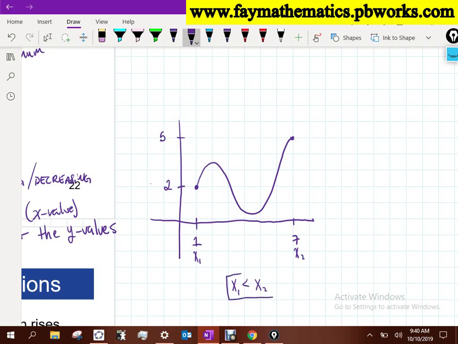That's true, right? So if I find this value, f of x sub 1 is equal to 2, and this value here is f of x sub 2, which is 5. You would say that 5 is greater than 2, correct? So your argument would be that on x1 to x2, we are increasing. Does that make sense? But are we?